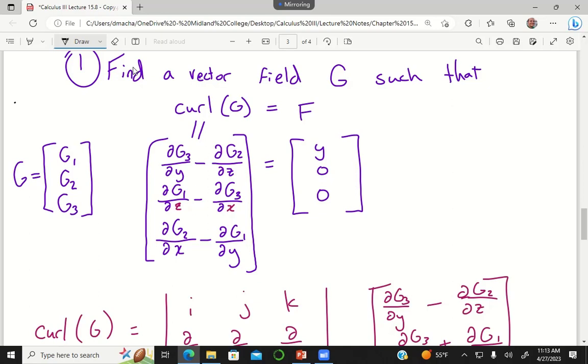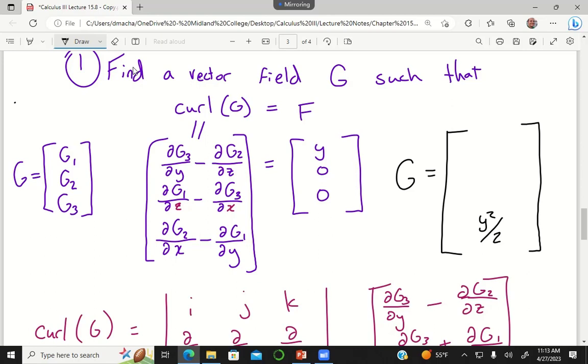And what I'm thinking about is this very first partial derivative that says the partial of G3 with respect to y. I want to set that equal to y. And so that means if I look at the third entry in my G vector field, I want that entry to be y squared over 2. That way the partial derivative of the third entry with respect to y is going to give me just y.